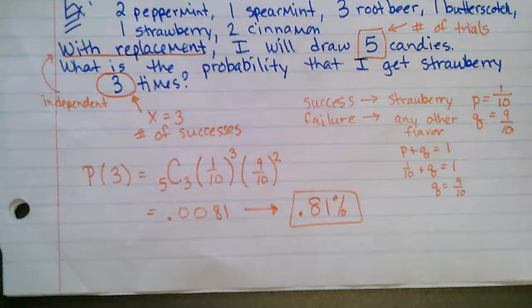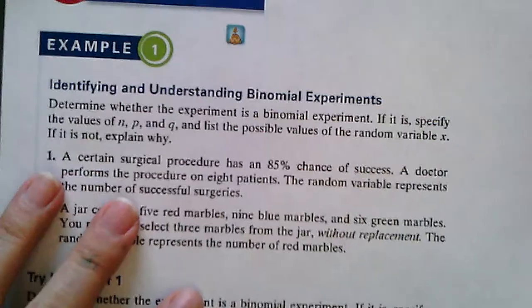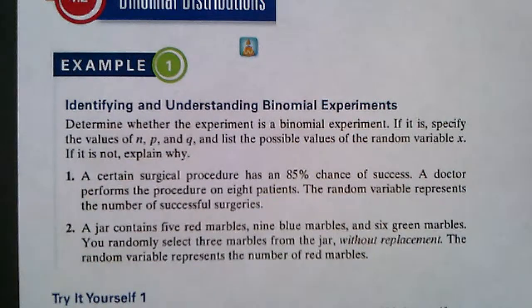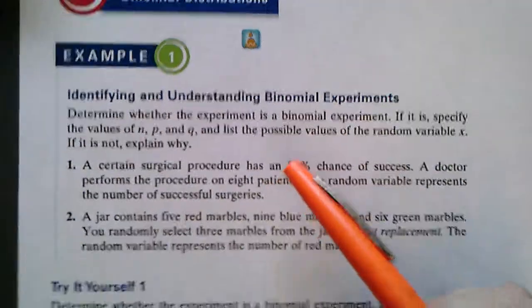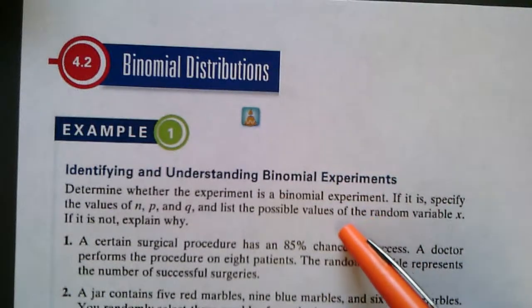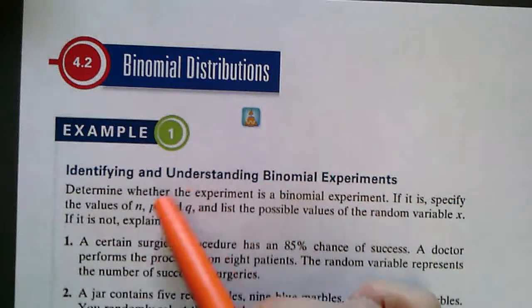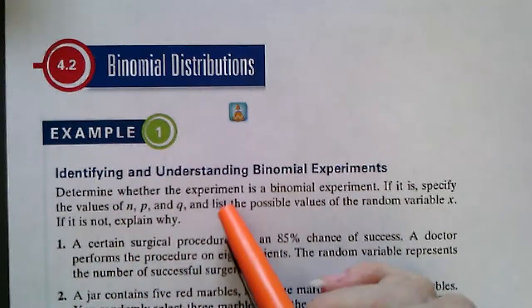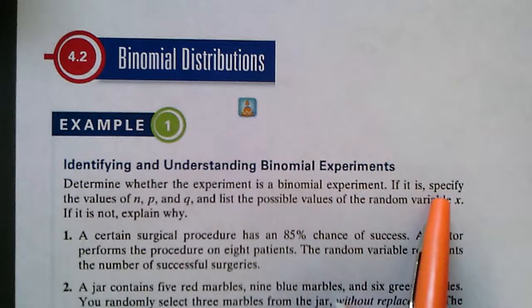Let's look at some more examples determining whether something's a binomial probability experiment or not, and then working through some. Here I have, I'm not going to cut this page apart, by the way. Determine whether the experiment is a binomial experiment. If it is, specify the values of n, p, q, and list the possible values of the random variable x. If it is not, explain why.